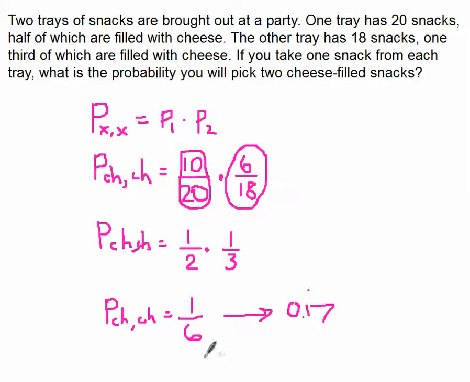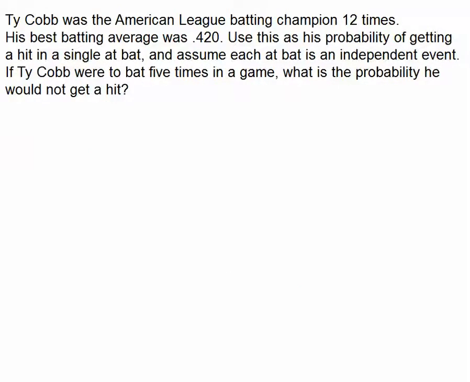All right, that's a pretty common question. And the next question may be a little more involved, but still not too bad. This is a question about Ty Cobb. He was a famous baseball player, and he had a really good batting average, which was .420. So we're going to assume that that is the probability that he's going to get a hit.